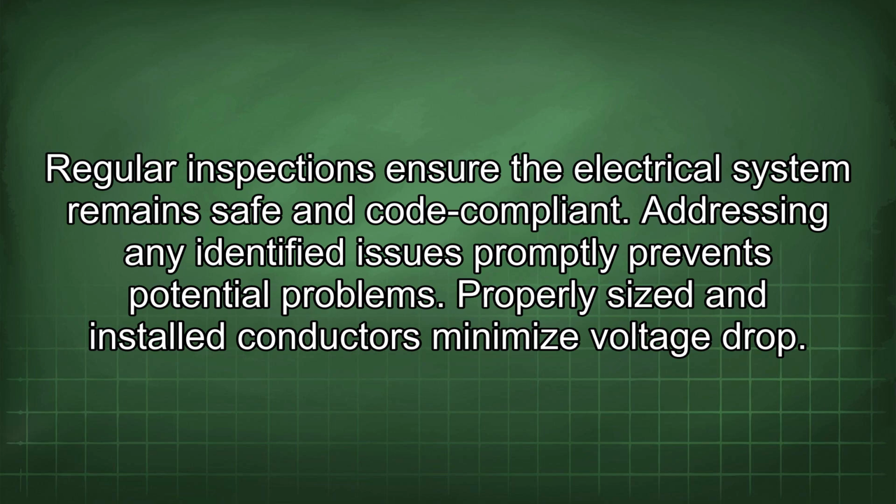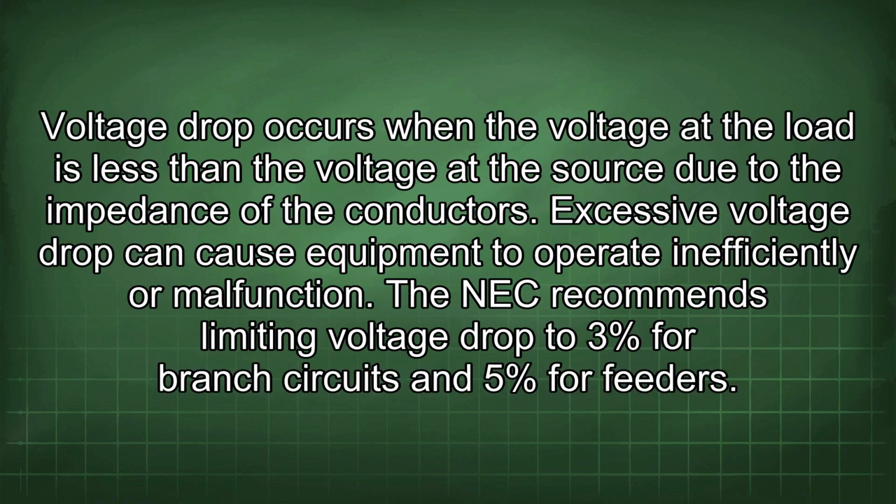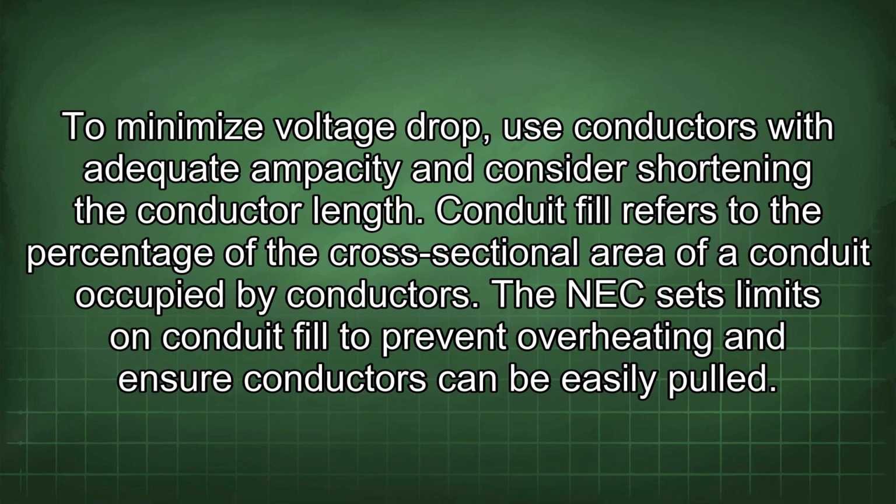Properly sized and installed conductors minimize voltage drop. Voltage drop occurs when the voltage at the load is less than the voltage at the source due to the impedance of the conductors. Excessive voltage drop can cause equipment to operate inefficiently or malfunction. The NEC recommends limiting voltage drop to 3% for branch circuits and 5% for feeders. To minimize voltage drop, use conductors with adequate ampacity and consider shortening the conductor length.